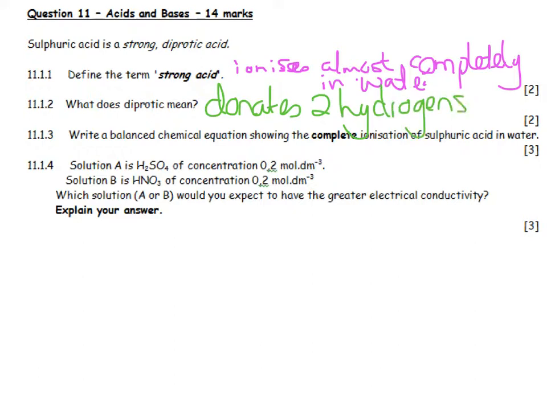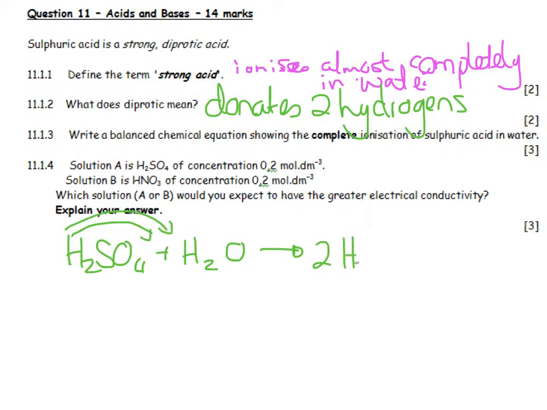Write a balanced chemical equation showing the complete ionization of sulfuric acid in water. So it's H2SO4 in water. Complete means both of those hydrogens need to be donated away, and that means that I'm going to get 2 H3O pluses. In order for that to happen, I better have 2 waters, and I'm going to have the sulfate ion SO4 2 minus. You do need to be able to ionize your acids in water.